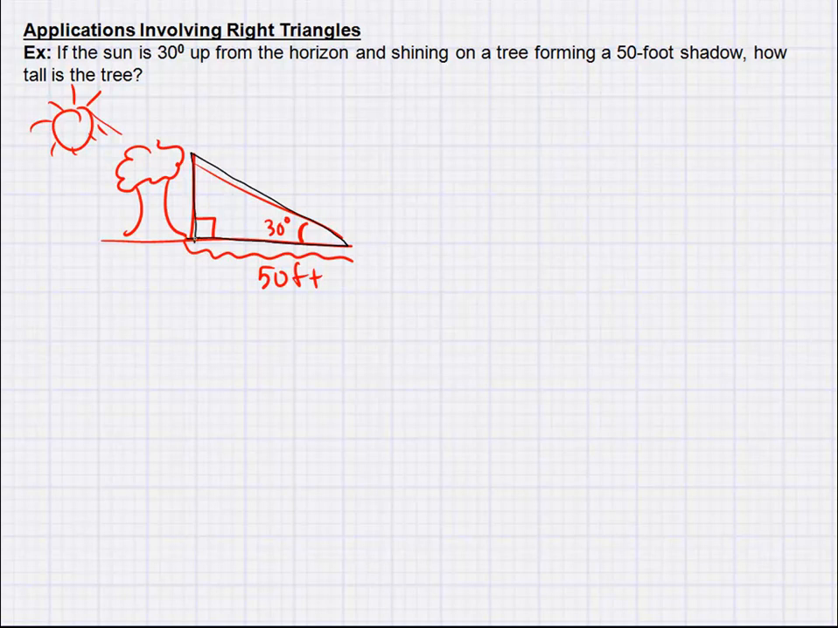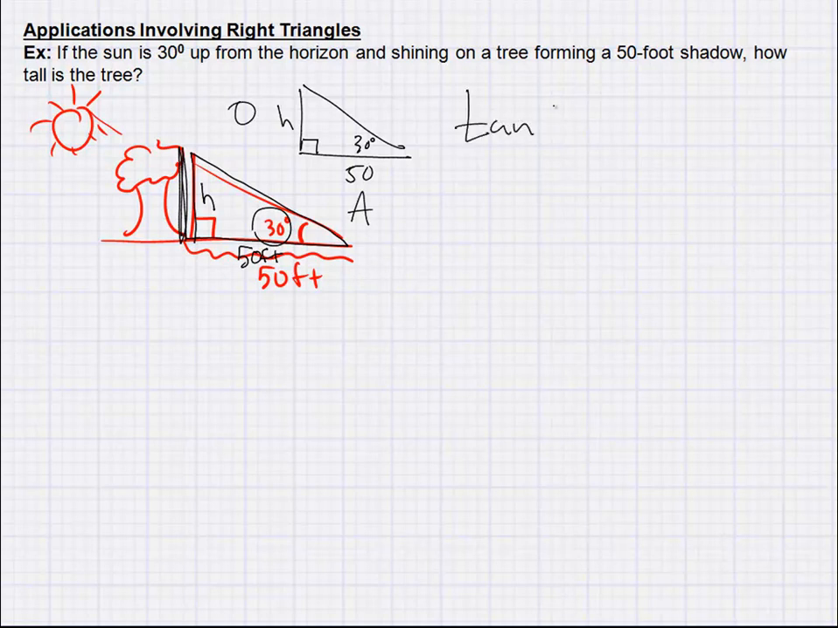I know that this angle is 30 degrees. I know that this side is my 50 feet. And the question is, how tall is the tree? This distance here is the height of the tree, so I'm trying to find this distance, which I'll call h. If I look at this triangle again, redrawn so you can see it better, I get 30 degrees, 50, and h. I need to find h. Think about this: in a right triangle, these two sides in relationship to this angle are the opposite side and the adjacent side. Tangent of theta is opposite over adjacent.